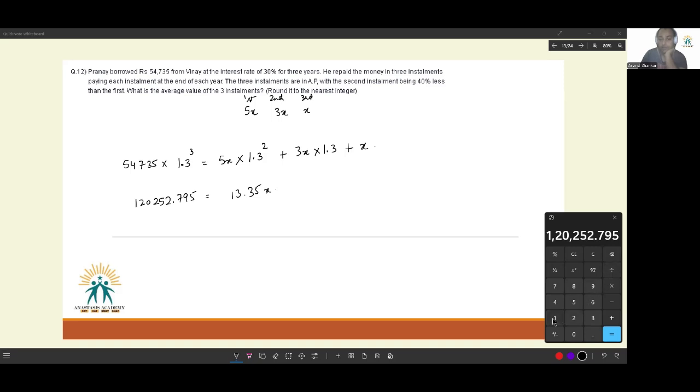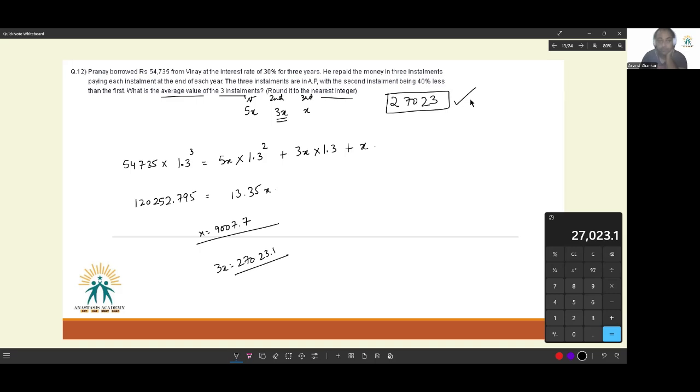120,252.795 divided by 13.35 gets us x is equal to 9007.7. But we are not looking for x. We're looking for the average value of the three installments, which will be 3x. So we need to multiply this by 3. We get 3x is equal to 27023.1. And because you had to round it to the nearest integer, the final answer to the question is 27023. This will be the final answer to the question.